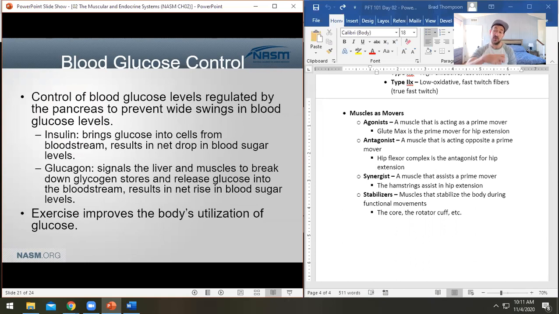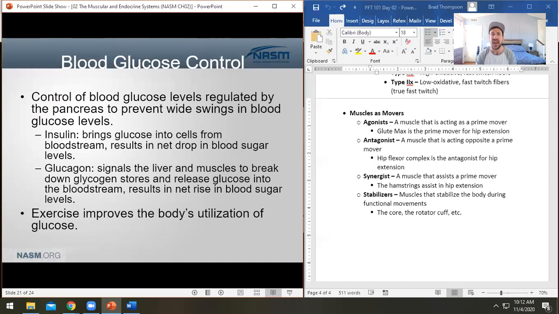If insulin's job is to pull sugar out of your blood and store it, glucagon's job is to release sugar from wherever it's stored back into your blood. So when you have a bunch of glycogen, which is stored in your liver and throughout your muscles, glucagon will trigger the release of that sugar. And now your blood sugar levels, which might be really low, will get back to normal levels.